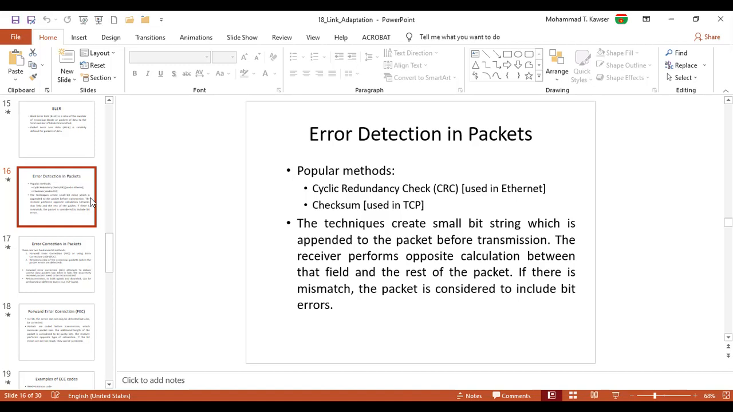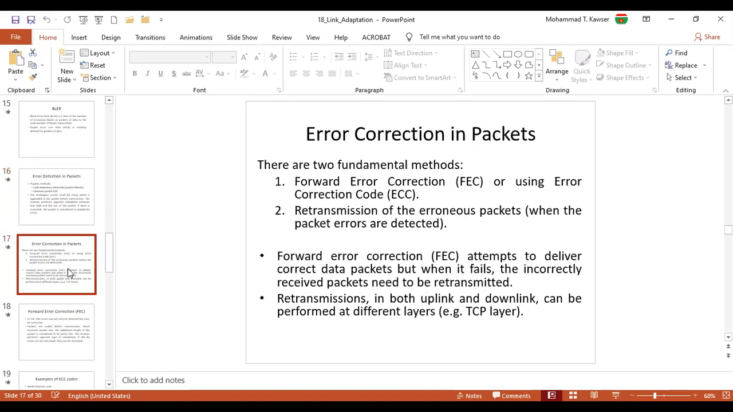Nothing comes free. So that is why what we are showing here is the second option, retransmission of the erroneous packets when the packet errors are detected, maybe using CRC or checksum.